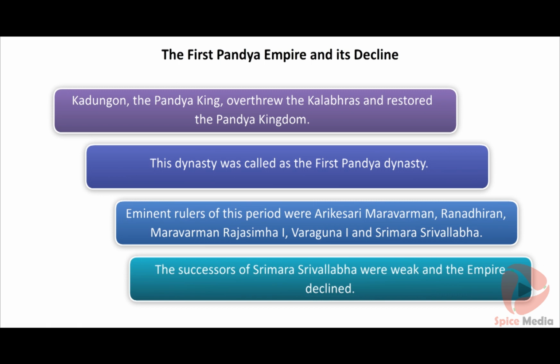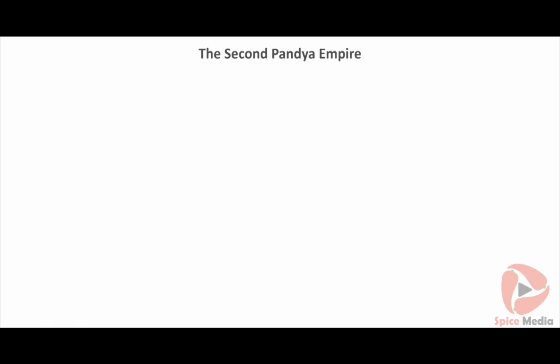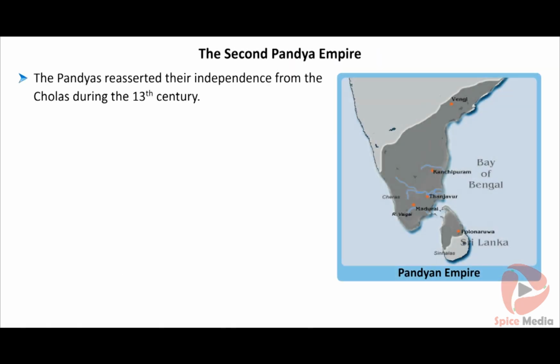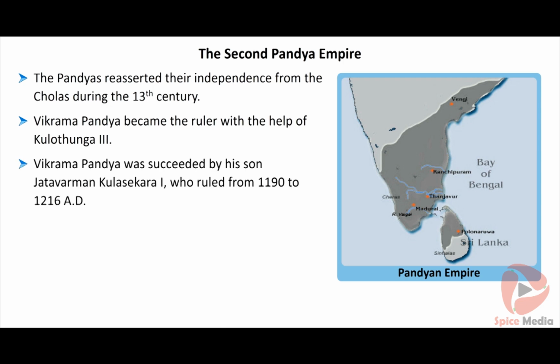There were a number of eminent rulers in this period. They were Arikesari Maravarman, Ranadhira, Maravarman Rajasimha I, Varaguna I, and Srimara Srivallabha. The successors of Srimara Srivallabha were weak and were unable to resist the attack of the Cholas and the Pallavas. Though the Pandyas made several attempts during the 10th and 11th centuries, they were unable to revive the glory of the past. Thus, the First Pandya Empire declined due to the constant attacks from the Cholas and Pallavas.